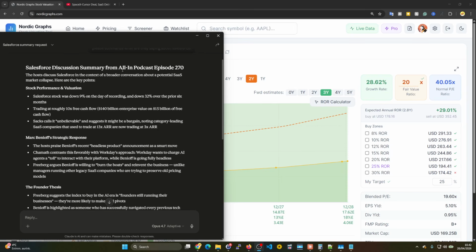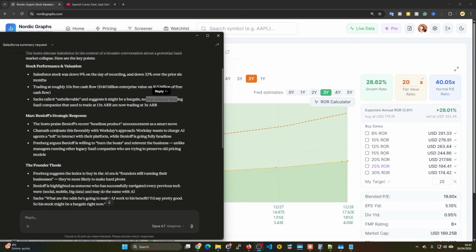Here's a summary of the All-In podcast discussion on SaaS and Salesforce, mainly focusing on Salesforce. Sachs was pointing out that it's unbelievable that the free cash flow compared to the enterprise value is so high, and category-leading SaaS companies that used to trade at 13 times annual recurring revenue are now trading at 3x ARR, and Salesforce is also a founder-led company.